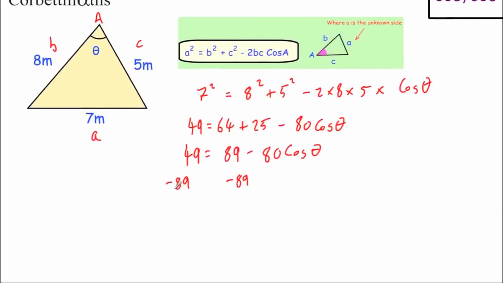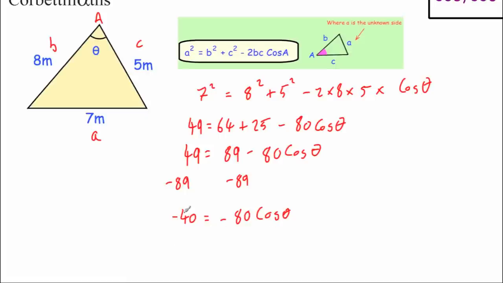And 49 take away 89 would be equal to negative 40, and with the 89 take away 89 being 0, we'll be left with negative 80 cos beta. I've got a couple of options of things I can do here. I could divide both sides by negative 80, and that would give me negative 40 divided by negative 80 equals cos beta.